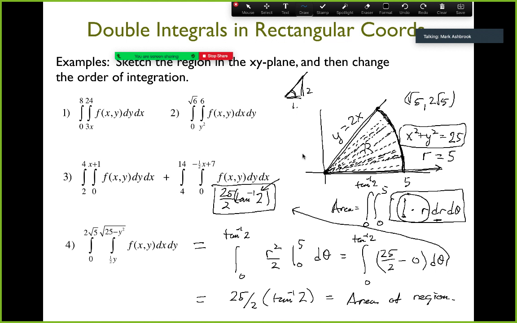Okay, other questions? Where are you getting the r squared over 2 again? Antiderivative of r. Oh, okay, I see.